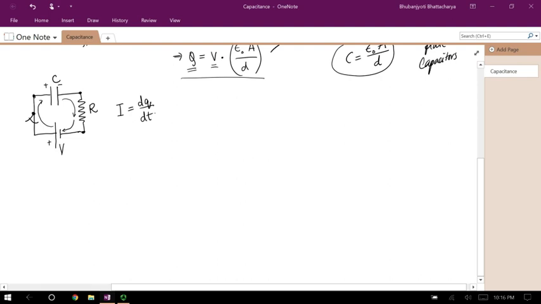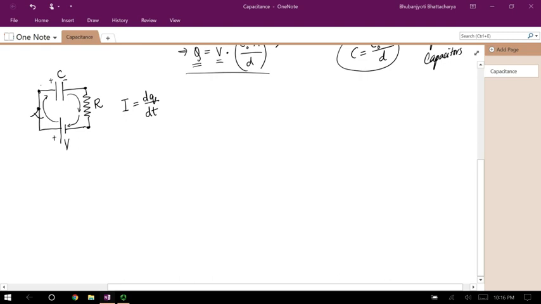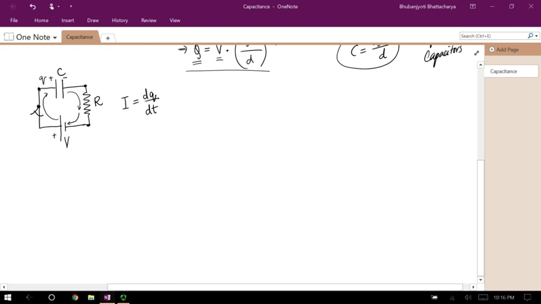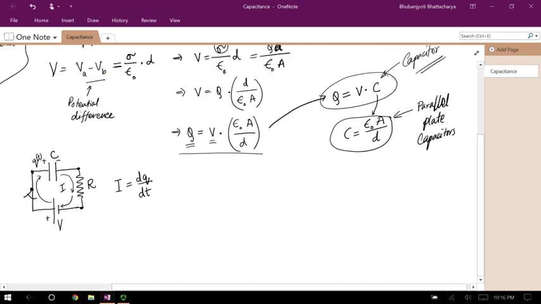So if the capacitor gains a charge q at any point of time, if q of t is the charge on the positive plate of the capacitor, then dq/dt is the current that is flowing in this direction in the circuit. Okay, but now we can write the potential drop across the capacitor using our previous formula.